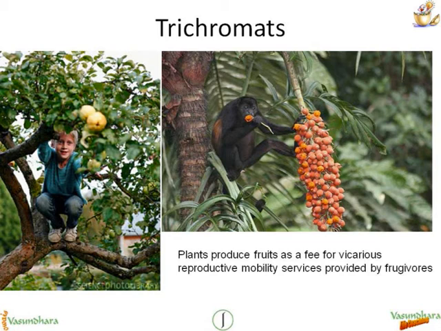So essentially what the fruit is doing is improving its chance of reproductive success by giving this fee to the animals that eat or like fruits. Now man shares its ancestors with other monkeys and apes. These ancestors were living in the trees. They were subsisting on fruits.